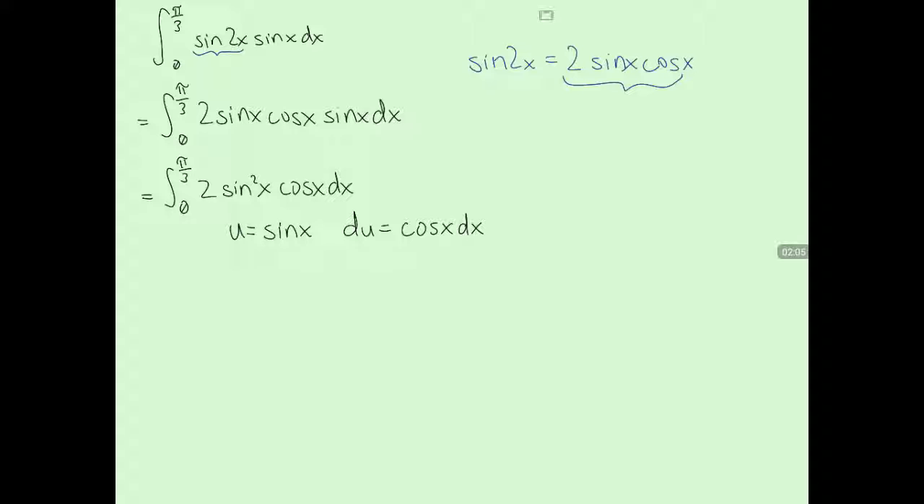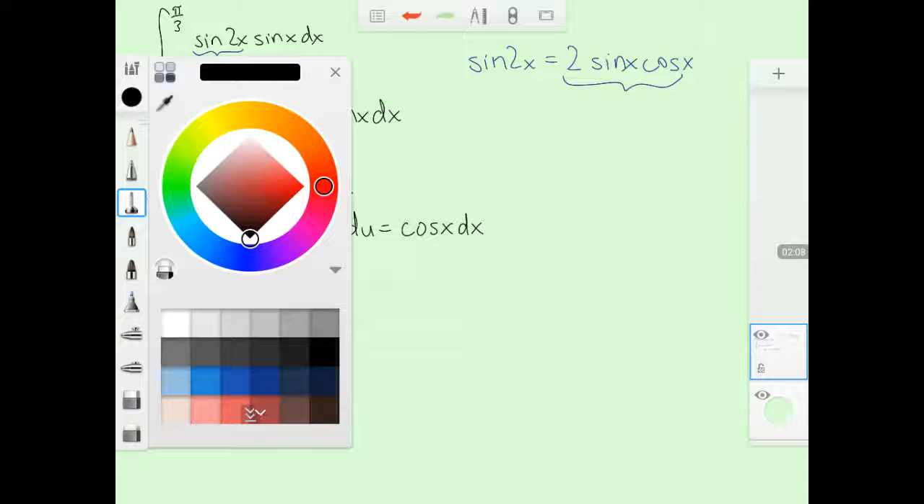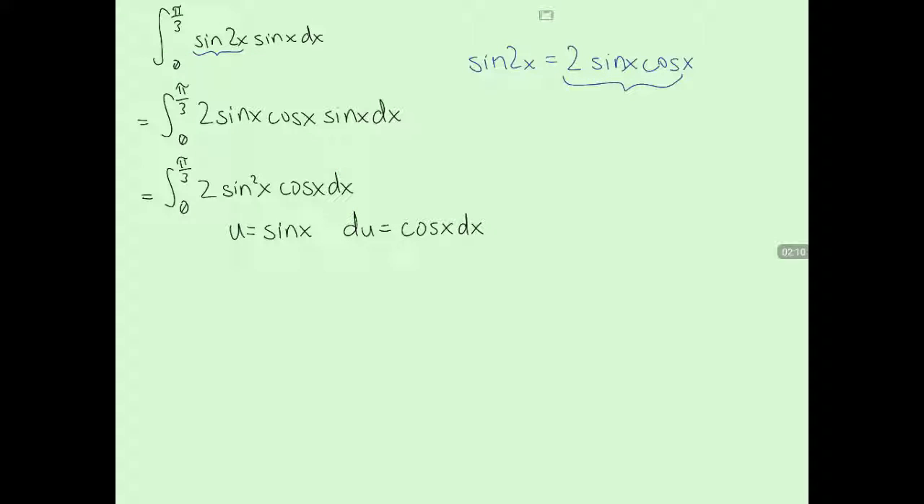So now we can rewrite our integral in terms of u. We have cosine x dx replaced by du, and sine x replaced by u. And now our upper and lower bounds of integration are going to change as well. Our lower bound is going to be sine of 0, so our lower bound is going to stay the same. And our upper bound is going to be sine of pi over 3.